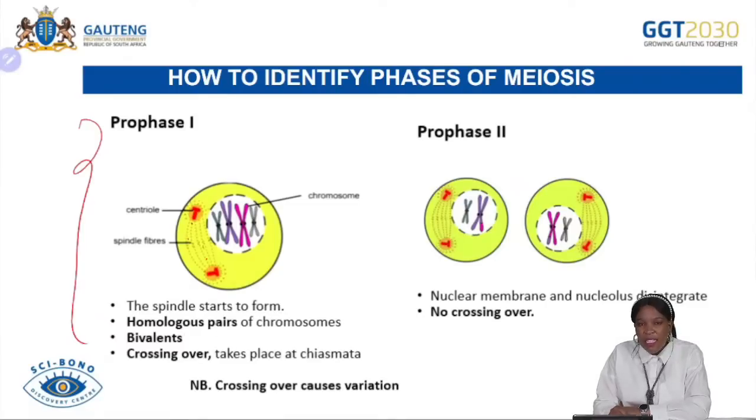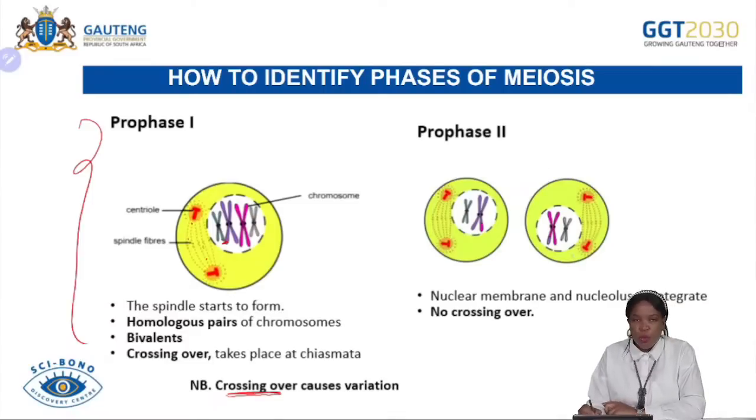Then crossing over takes place. Crossing over, remember, is that process where the sister chromatids from homologous chromosomes touch at a point called the chiasma. Now, when they touch here and they overlap, they exchange genetic material. This process is very important as it brings about variation. So crossing over is a source of variation. You must remember that when you are asked about variation later.